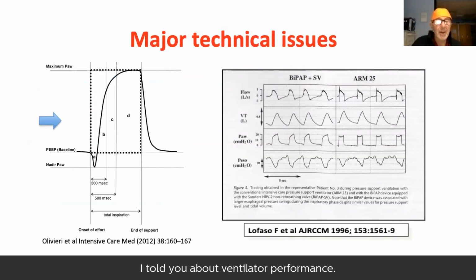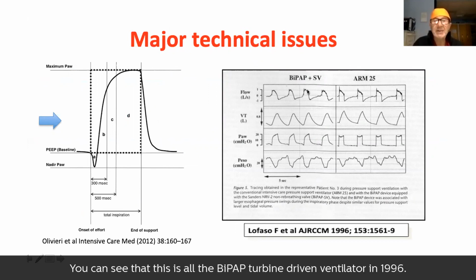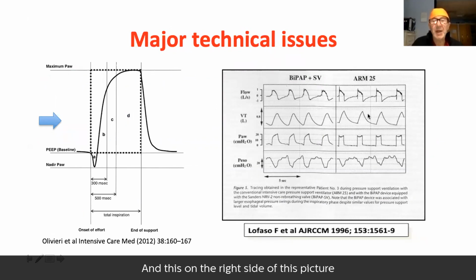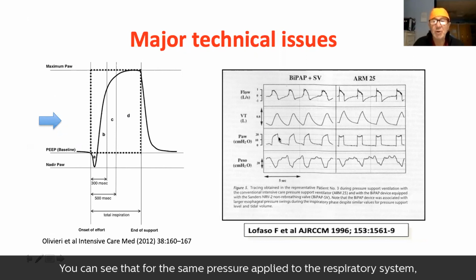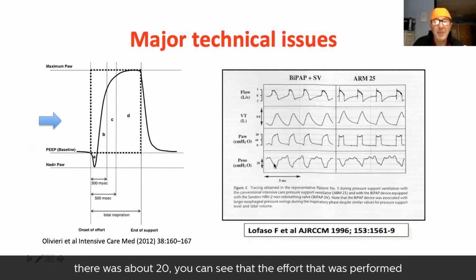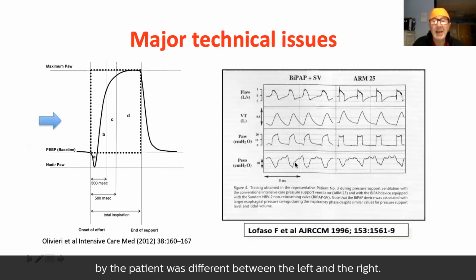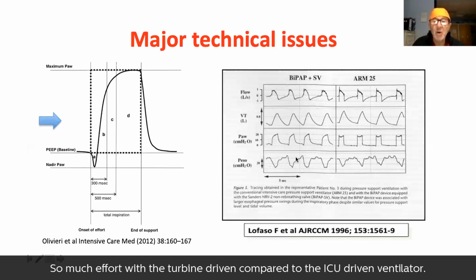This regards all ventilators, both vented and non-vented. So I told you about ventilator performance. Please have a look at the picture on the right. You can see that this is an old BiPAP turbine-driven ventilator from 1996. And on the right side of this picture, you have an ICU ARM 25 ventilator. That means that this ventilator was driven by compressed air. You can see that for the same pressure applied to the respiratory system, which was about 20, the effort performed by the patient was different between the left and the right. So much more effort with the turbine-driven compared to the ICU-driven ventilator.